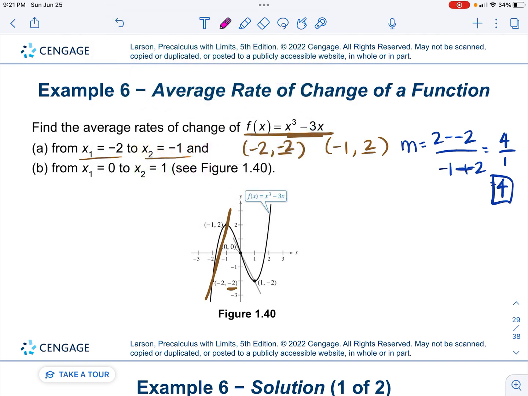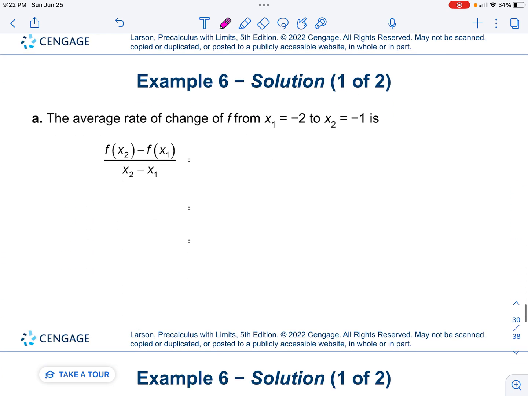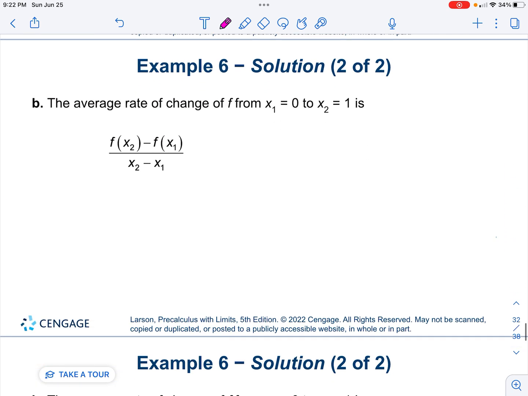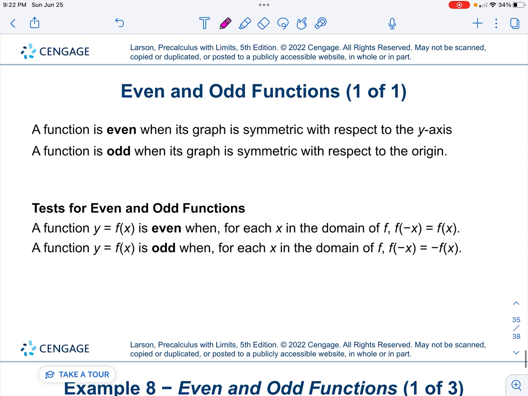Next up, I'll do this one, and it is negative and also pretty steep. So I am going from 0 to 1. So again, 0 comma something, 1 comma something, got to figure that out. I could plug them into the equation, or I could look at the graph and get these ordered pairs, and then I'll do the slope for b. Negative 2 minus 0, 1 minus 0, so it'd be negative 2.